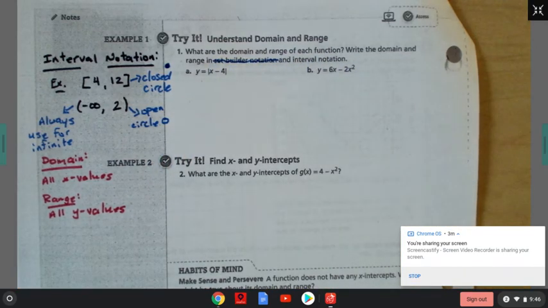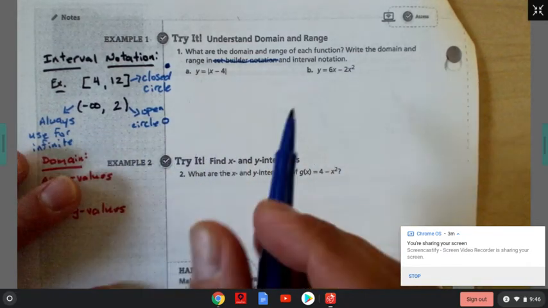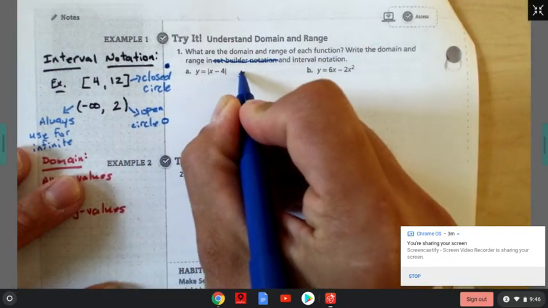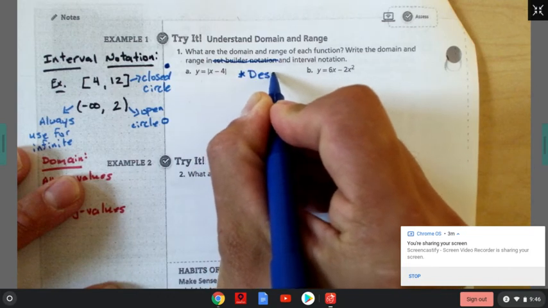Okay. Now, the easiest way for us to do this, we haven't really talked about parent functions yet, which we'll get to. If we knew that, this would be even easier. But at this point, all we are going to do is graph these. Okay. So we are going to use Desmos.